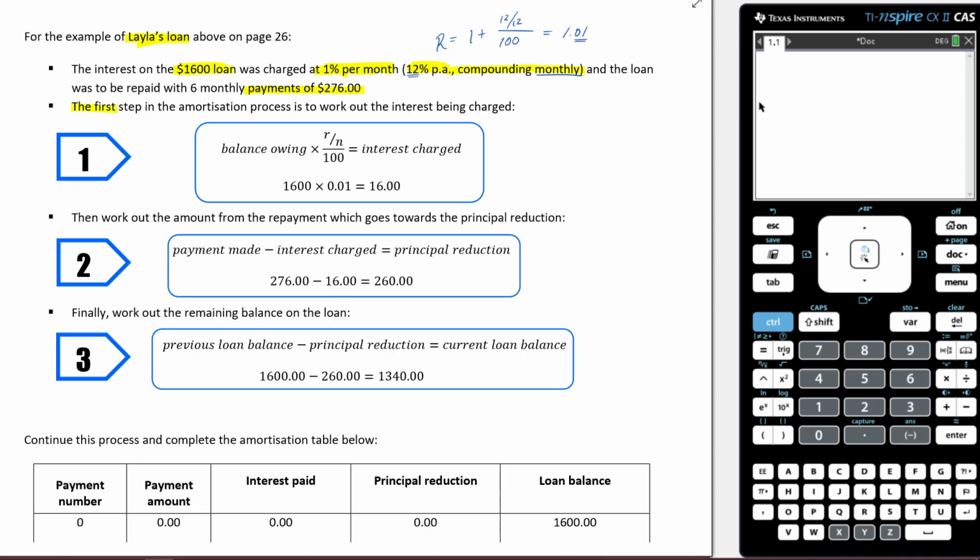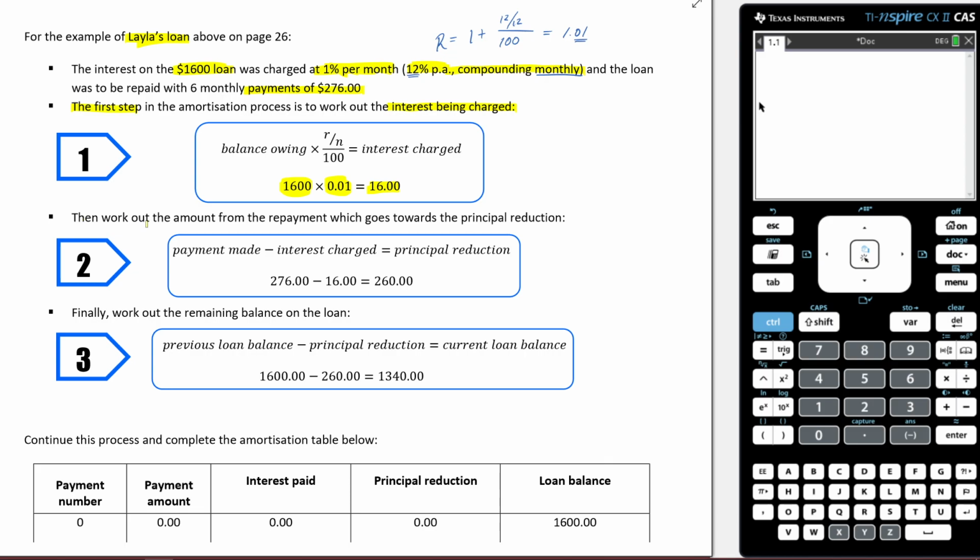Okay, the first step in the amortization process is to work out the interest being charged. Okay, so we know that she initially has a loan of $1,600. What is 1% of $1,600? It is $16. So the interest she's being charged in the first month is $16.